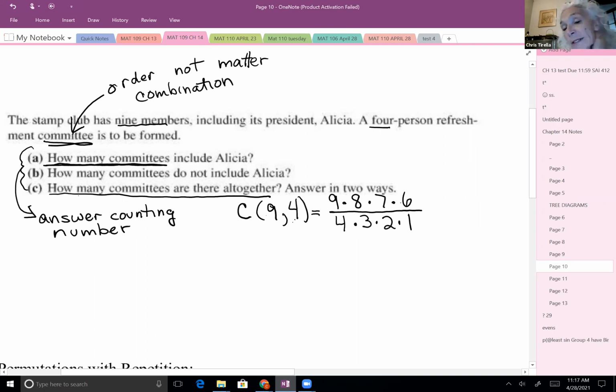I have a tendency to try to reduce these before I multiply. And so I'm going to say that 4 times 2 is 8. And then I'm going to say that 3 goes into 6 twice. And so 9 times 7 is 63, times 2 would be 126 committees altogether. So that's part C.